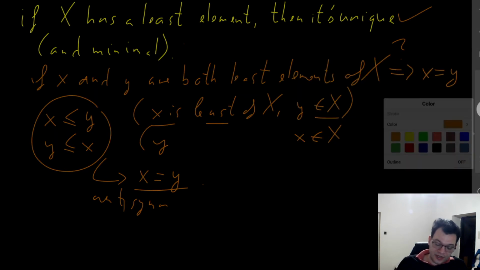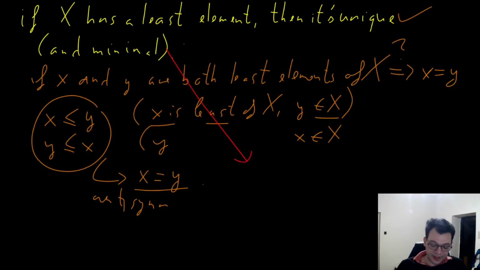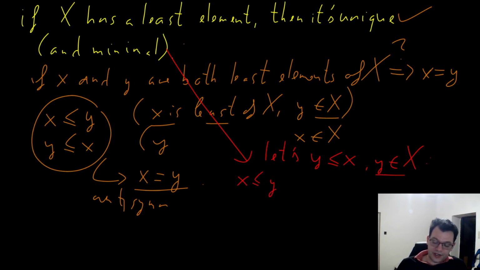So for the minimal part, for the definition of minimality, let y be smaller than x, y still being an element of X. Then x is smaller than y, because y is a member of X and x is least. And again, from these two, we immediately get that x equals y. So that's fine. If we have a least element, then it's unique.